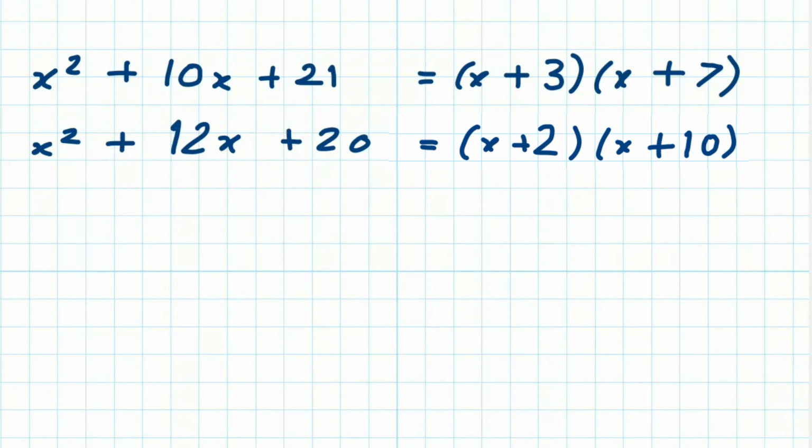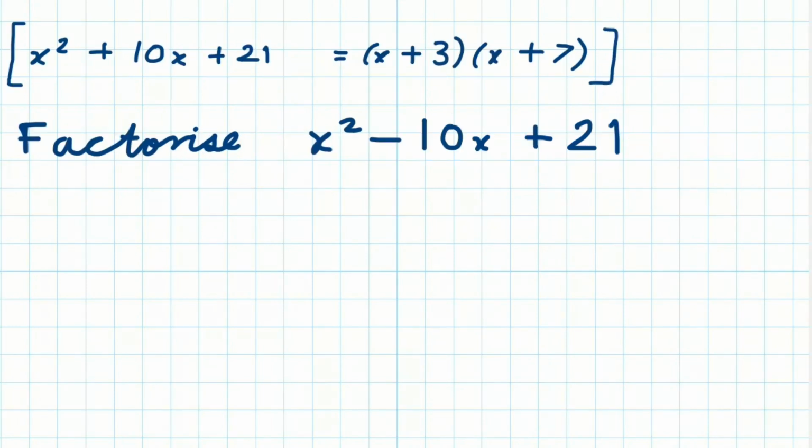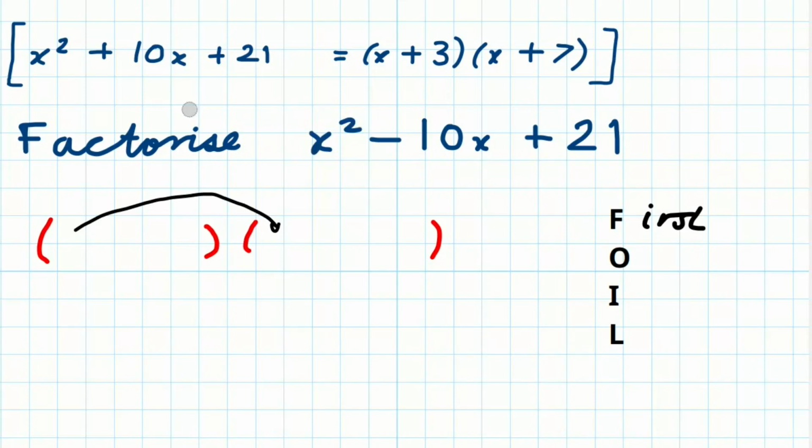Now, what if we change this slightly and, instead of having x squared plus 10x plus 21, we had x squared minus 10x plus 21? Well, let's try and do this. We are going to start by writing two pairs of brackets. Now, think again about FOIL. Our first terms need to multiply to the x squared. The only option here is x and x. To get the plus 21, we're going to multiply the last terms.